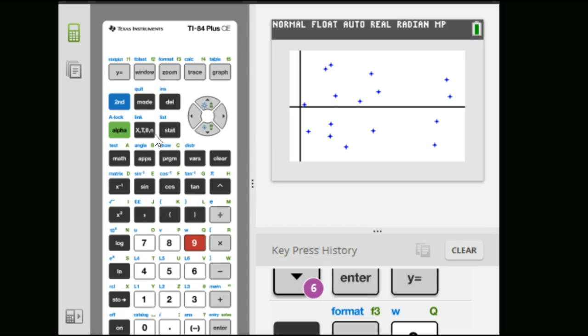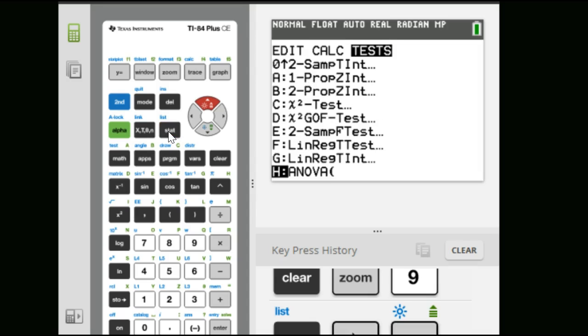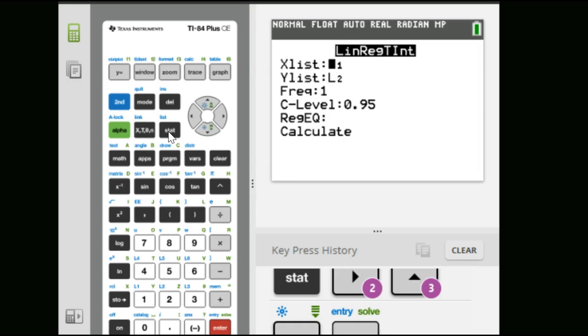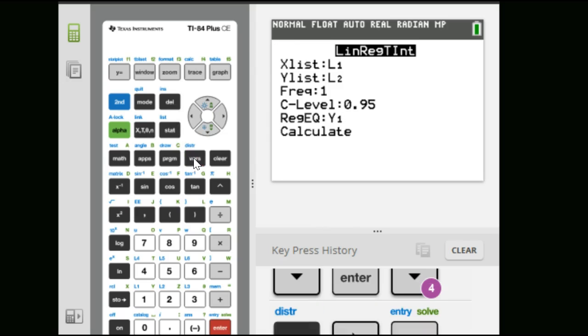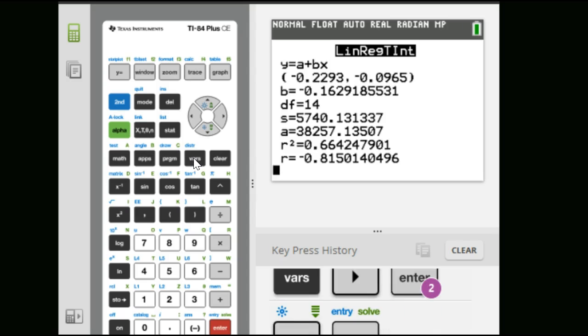So the way I can do this is I can go to stat, test, and way down at the bottom here is a LinRegTInt. And that's the one I want. So I'm going to do that for list 1 and list 2 with 95% confidence. And I'm going to store that regression equation back in, what do I want, vars, Y-vars, Y1, so that if I graph it, I get it. And I'm going to calculate, right?